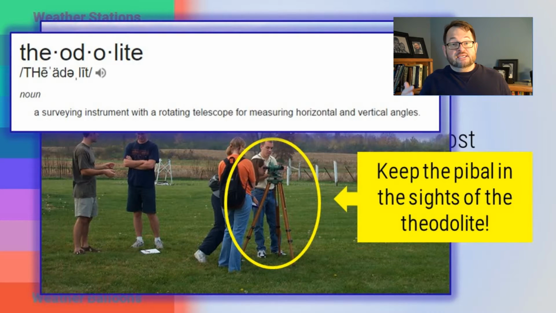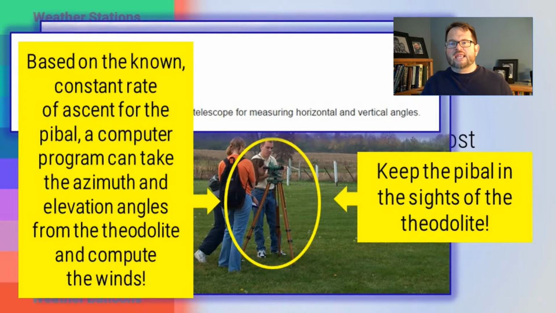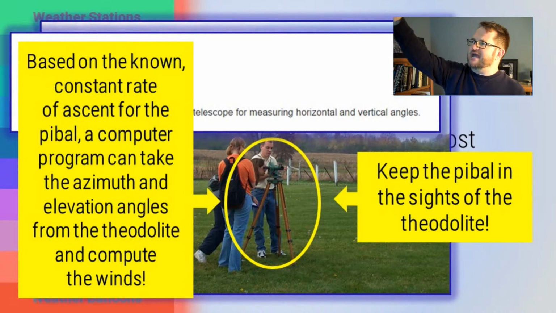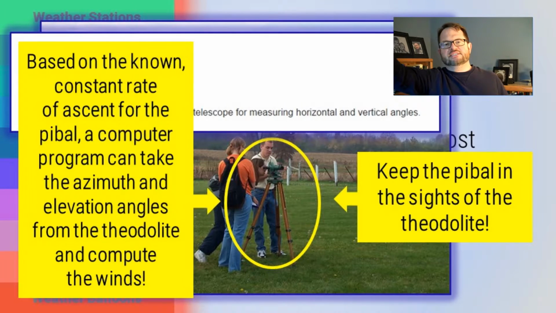Now, the pieball rises at a known constant rate, a certain number of meters per second. You measure that by hooking it up to a little scale before you launch it, and you can figure out how hard it's pulling, how buoyant it is. So based on the known constant rate of ascent, the computer program or data logger can do all the trigonometry that says, okay, after this many seconds I know the balloon is this high, and at this azimuth angle and this elevation angle, these are its new three-dimensional coordinates. So it's at this location.